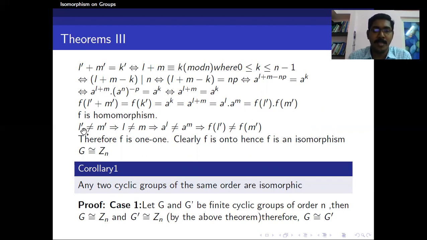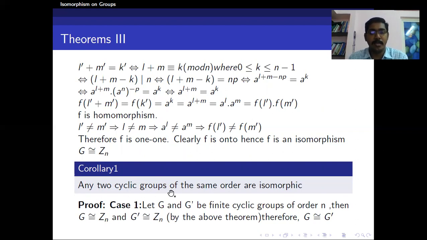f is a homomorphism. Suppose l' is not equal to m', which implies l is not equal to m, and a^l is not equal to a^m, that implies f of l' is not equal to f of m'. So what we have assumed here is l' is not equal to m', and what we have obtained is f of l' is not equal to f of m'. This is the definition of one-one. So if l' is not equal to m', then f of l' is not equal to f of m', that means f is one-one. Clearly f is onto, and f is an isomorphism, hence G is isomorphic to Zn.